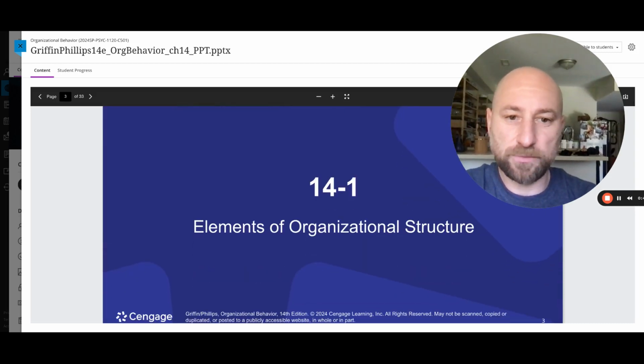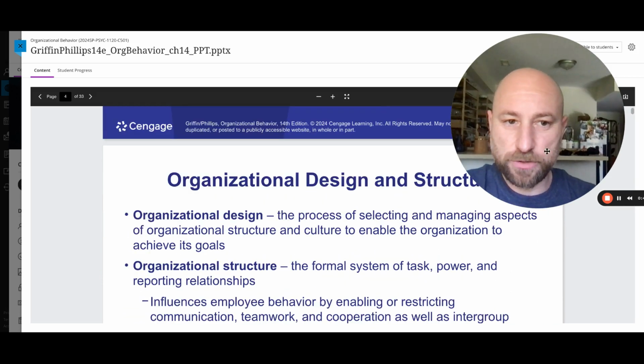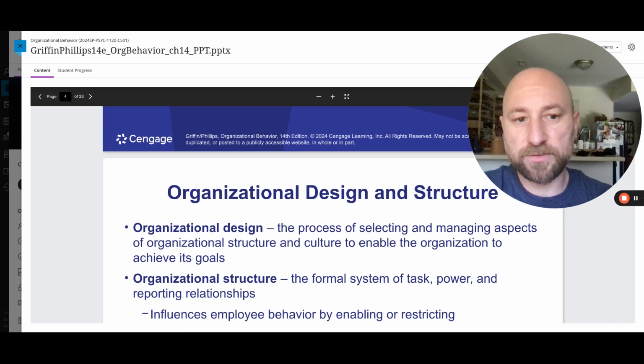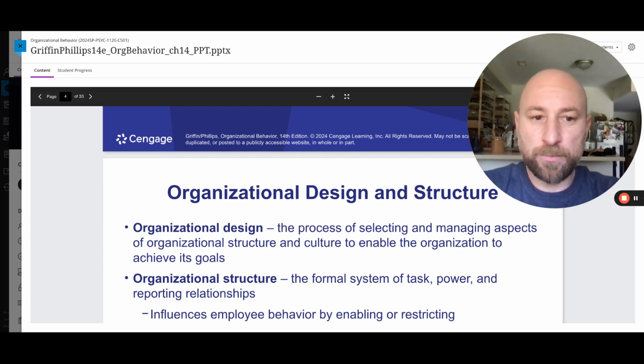14.1, Elements of Organizational Structure. Organizational design and structure. Organizational design is the process of selecting and managing aspects of organizational structure and culture to enable the organization to achieve its goals. Organizational structure is the formal system of task, power, and reporting relationships.